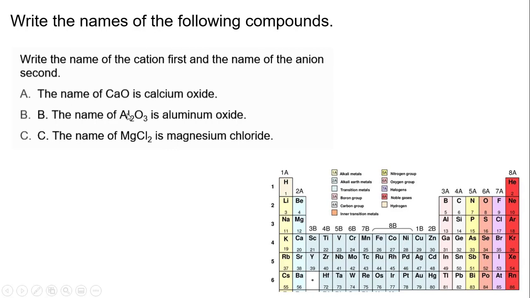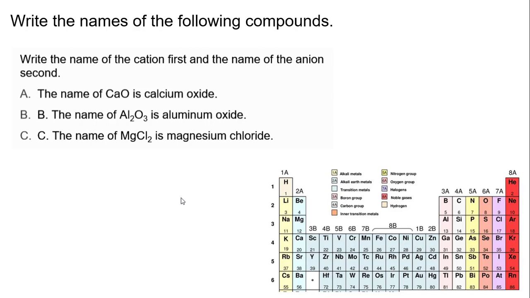And then here is aluminum oxide. And the last one is magnesium chloride. So if you break them down into what the cation is, what the anion is, and then it allows you to put the name together.